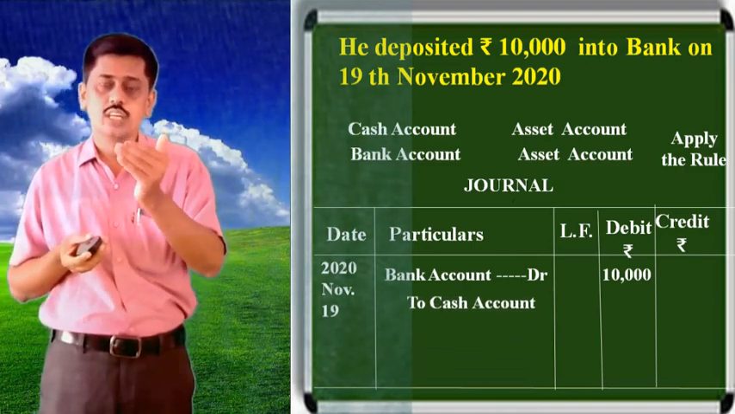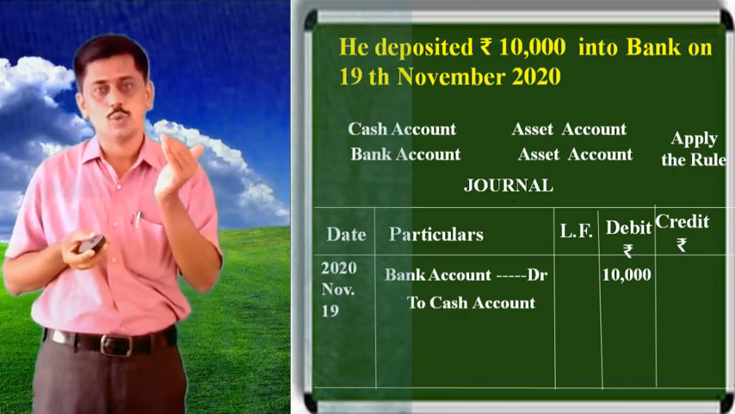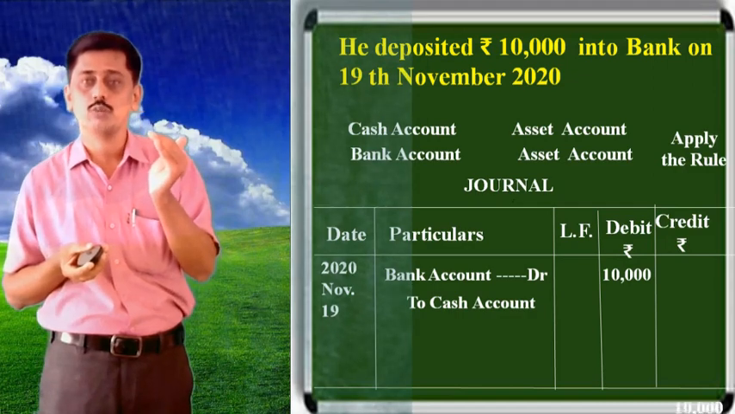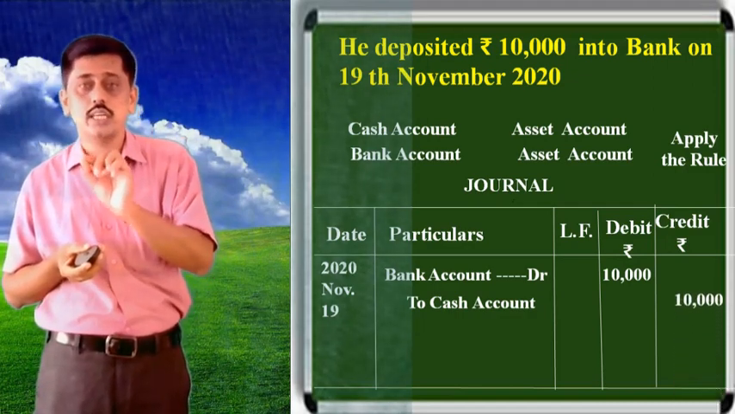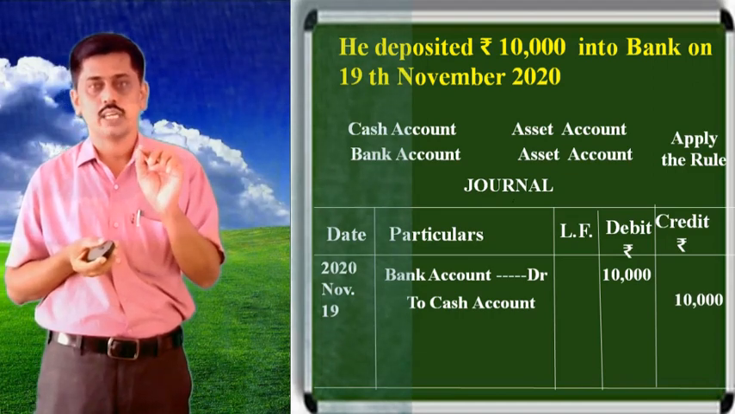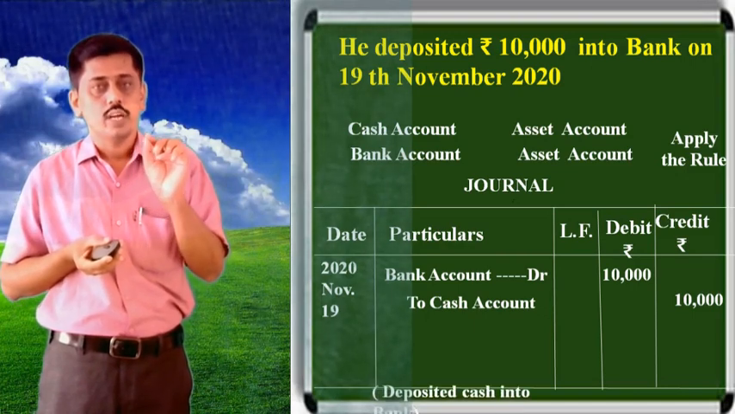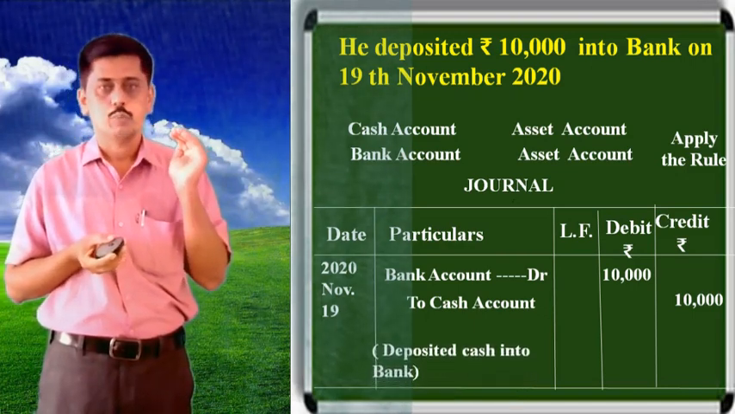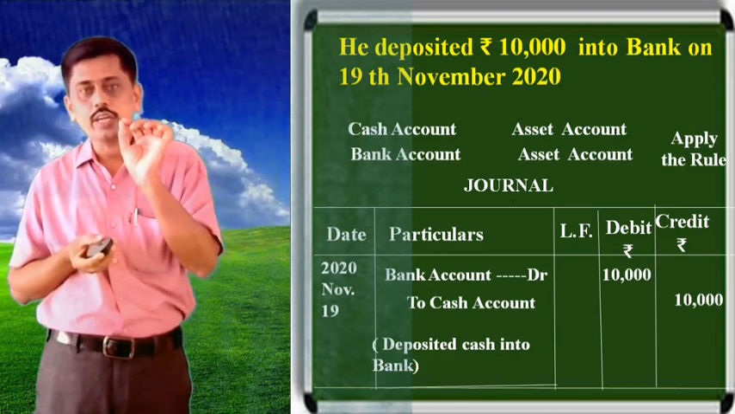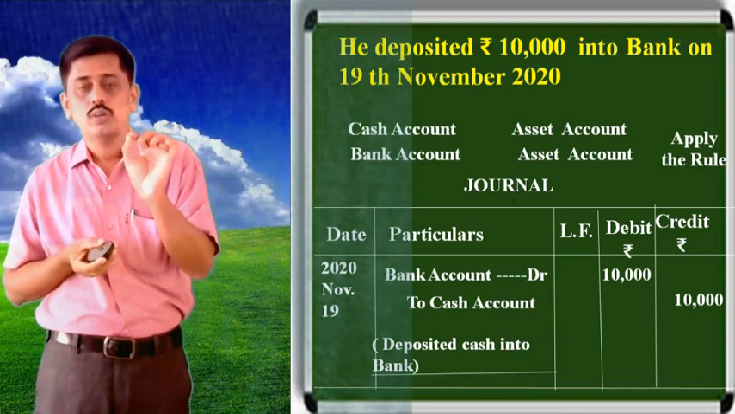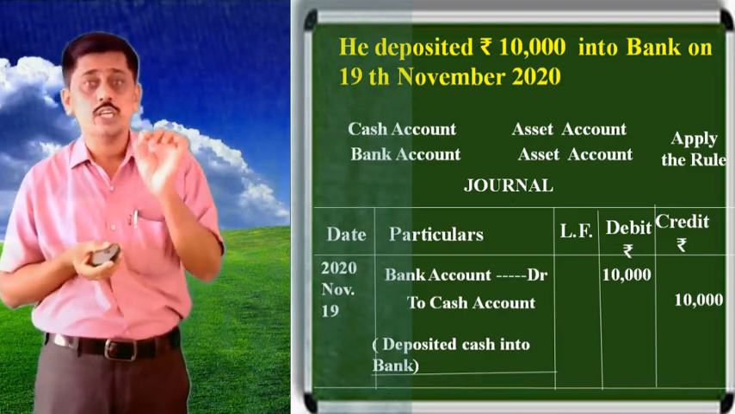Why? Because cash has been reduced, and where has it been taken? It has been taken to the bank. So bank account debtor rupees 10,000 to cash account rupees 10,000. Where do you have to write 10,000 here? You have to write 10,000 in the credit column in front of the cash account. Narration: deposited cash into bank. And after writing the transaction, you have to draw one line only in the particulars column.